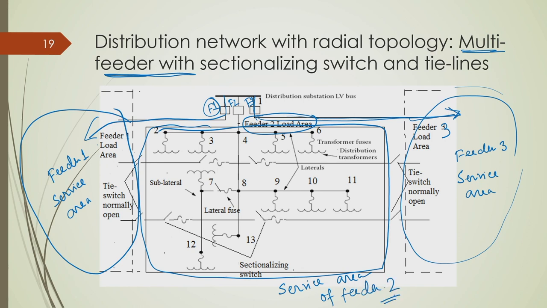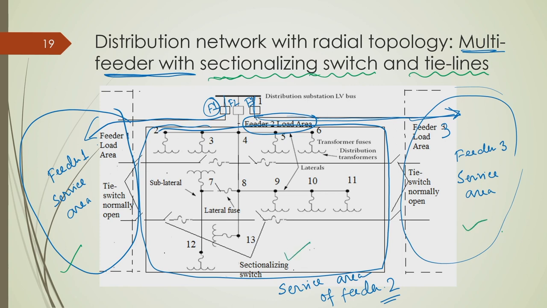Okay. Now, we have two important concepts here, which are basically the sectionalizer or sectionalizing switch and tie lines. These are two important concepts, and one needs to understand their usefulness. So, here we have these three feeders and these are the three service areas. This is service area feeder 1, this is service area feeder 2 and this is service area feeder 3.